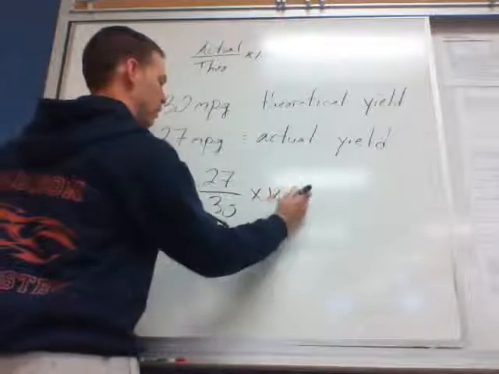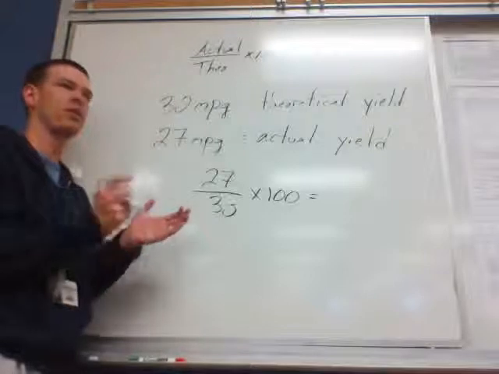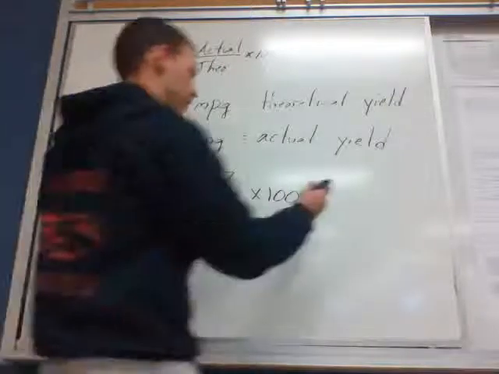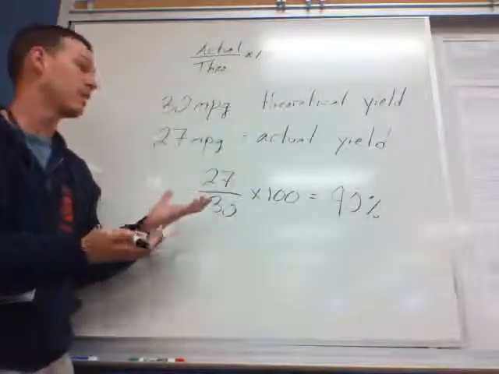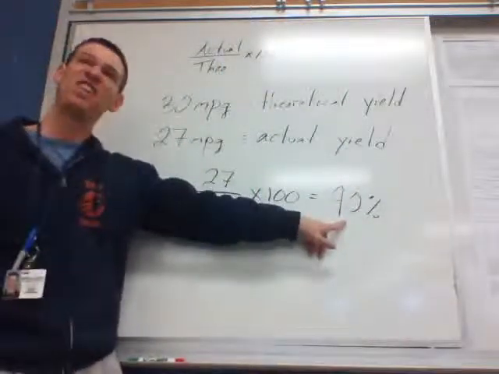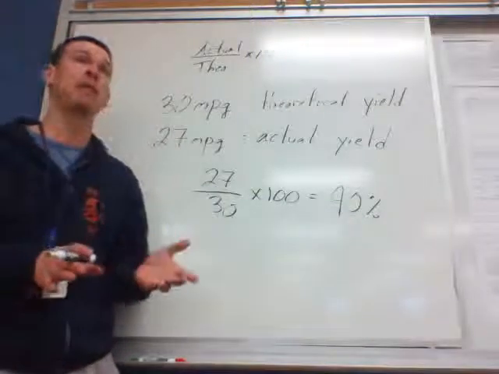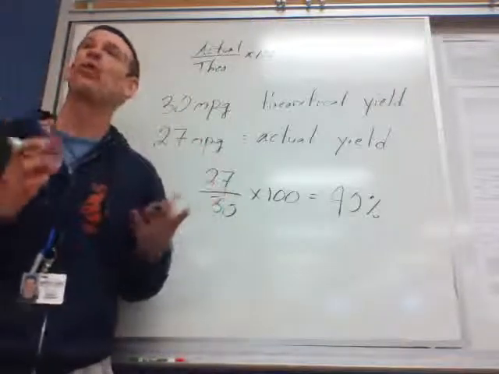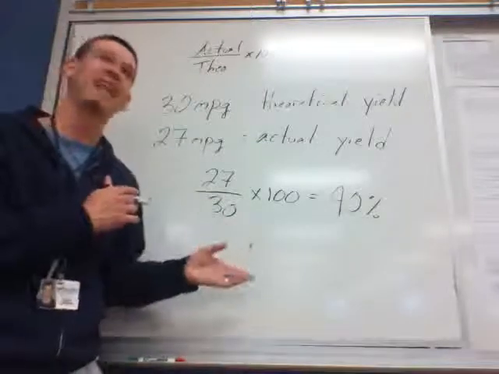Somebody find this answer for me. You can do it all as one function. 27 divided by 30 times 100. What is it? 90. 90%. So this car is getting 90% of the efficiency that it's supposed to, which is still pretty good. We're not really supposed to expect perfection because any system loses energy in the form of heat and other factors. Any questions about the analogy here?